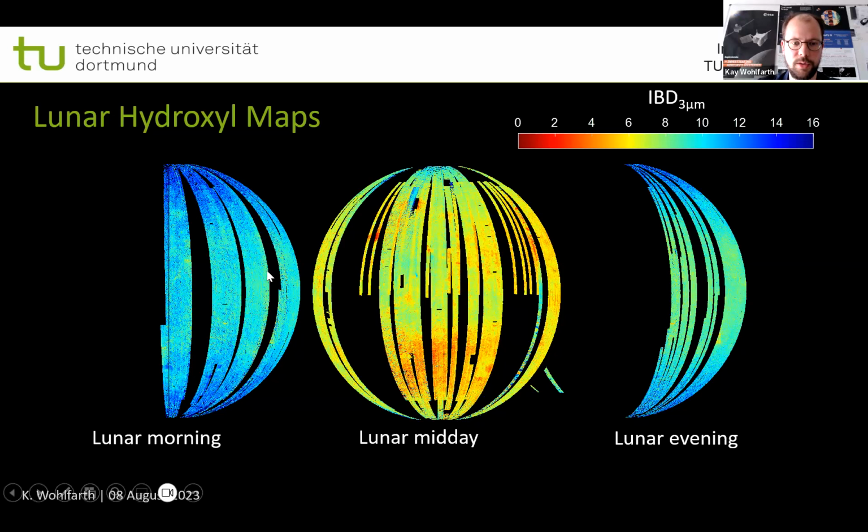In the lunar morning, there are deep bands. On lunar midday, they become a little shallow, and in the lunar evening, the bands get deeper again. And what's also nice to see is that there seems to be some effect with latitude. So the higher the latitude, the deeper the band depth is. That's also something that's really interesting.